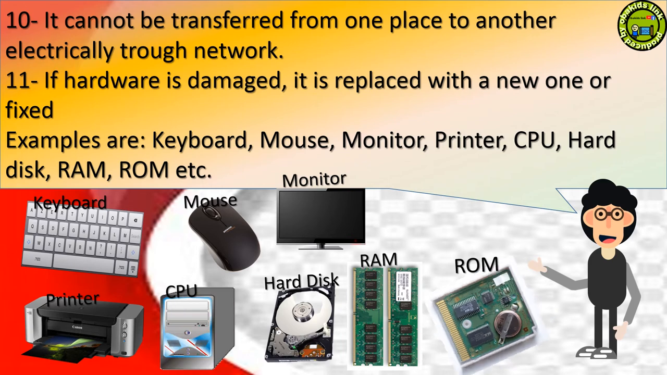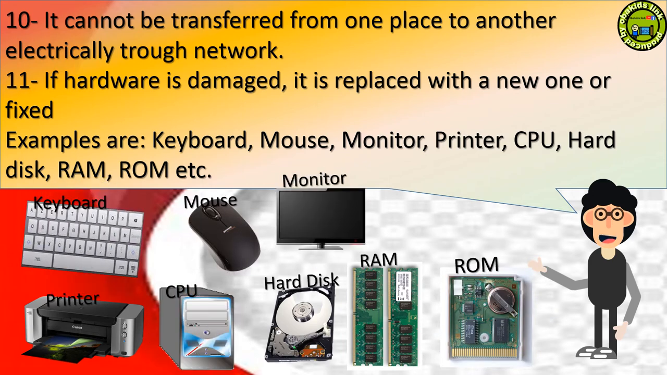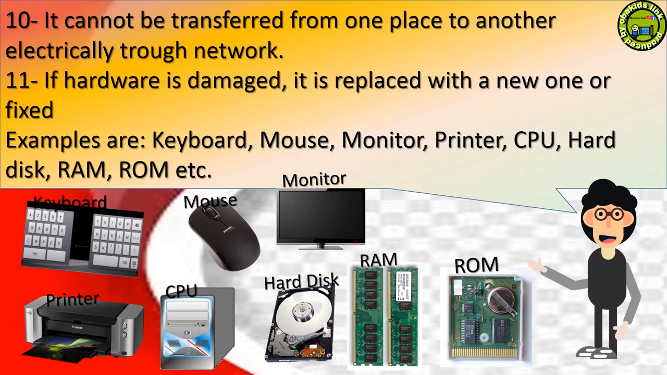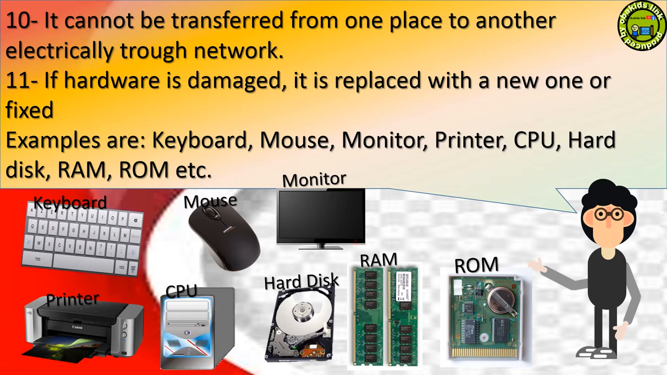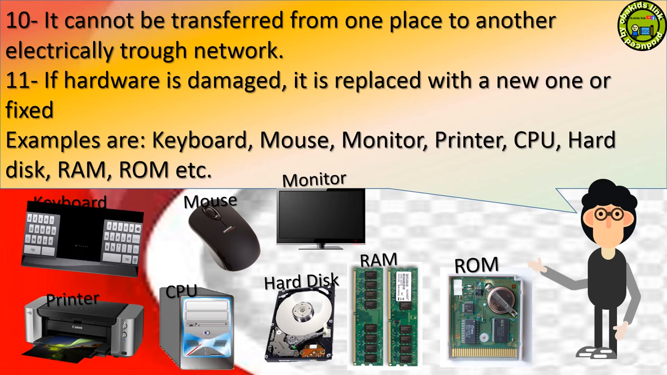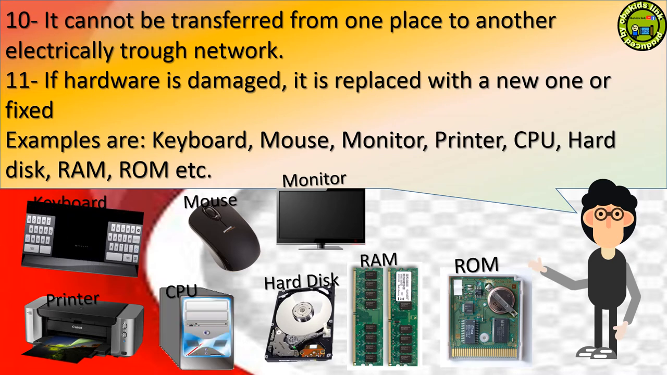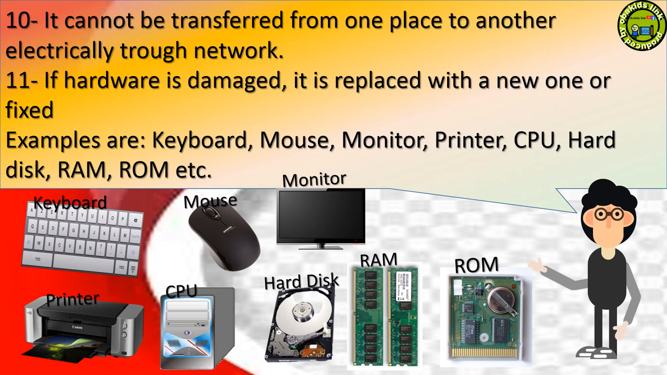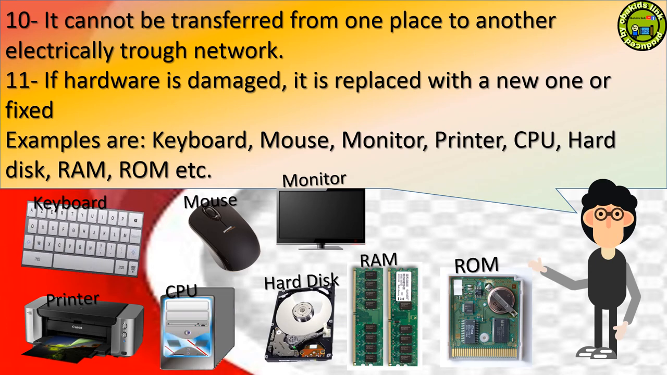10. It cannot be transferred from one place to another electrically through network. 11. If hardware is damaged, it is replaced with a new one or fixed. Examples are keyboard, mouse, monitor, printer, CPU, hard disk, RAM, ROM, etc.